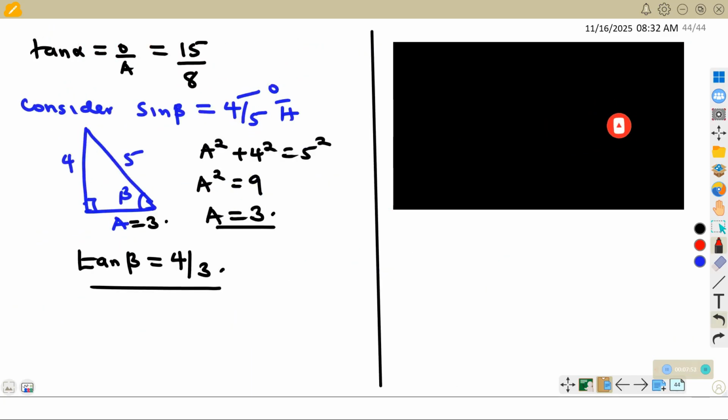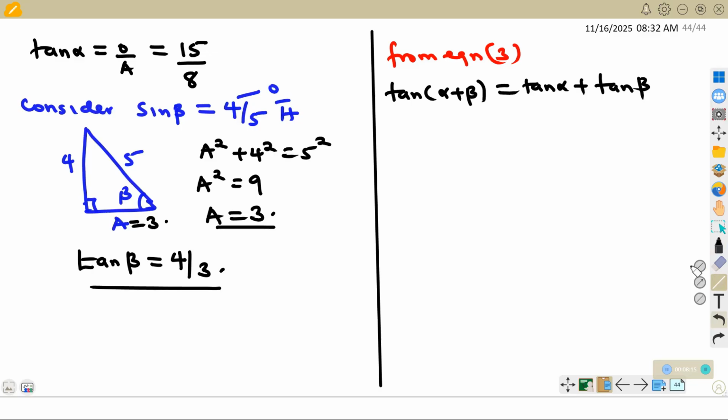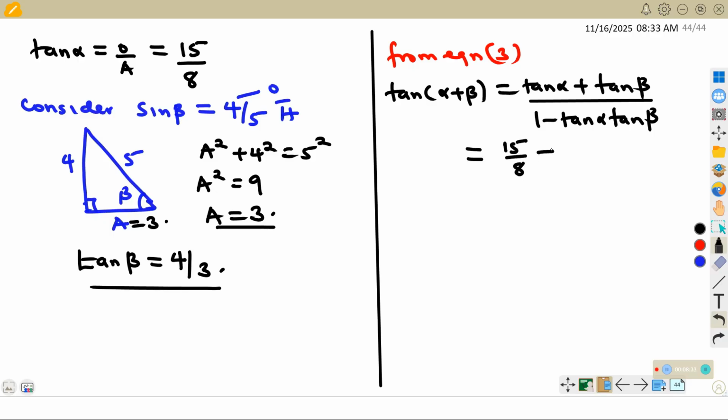we shall have, from equation number 3, which says that we need tan of alpha plus beta, but we are saying this is the same as tan alpha plus tan beta divided by 1 minus tan alpha tan beta. So this will be able to give us tan alpha is 15/8 and tan beta is 4/3. We are dividing this 1 minus 15/8 times 4/3.